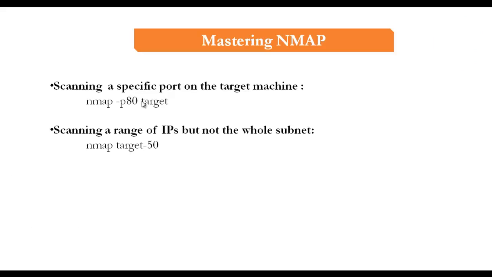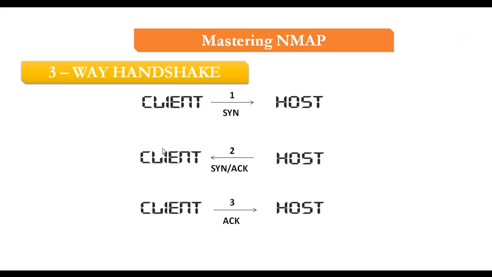We can scan a specific port on the target by using the command nmap -p, the port number, whatever port number you want, 80, 21, 23, 25, and you specify the IP address of the target here, and you can simply scan it. And we can even scan a range of IP addresses, but not the whole subnet. I don't want to scan the whole subnet, but I want to scan right from my IP address till 50. So it will scan all these IP addresses. So these are the very basics of Nmap.